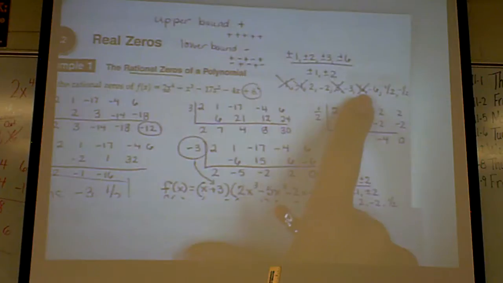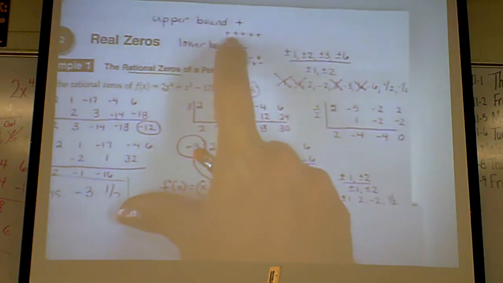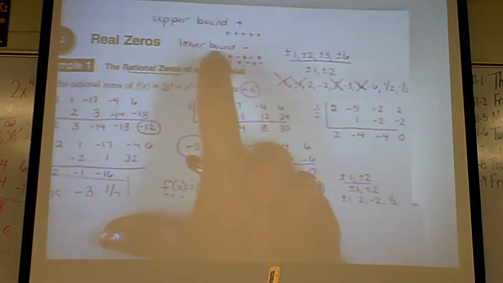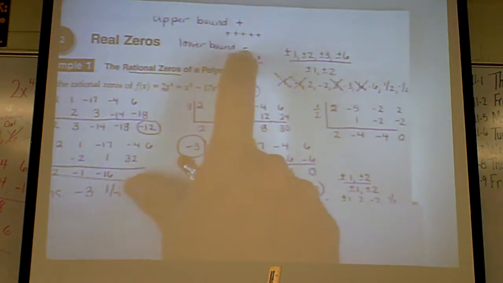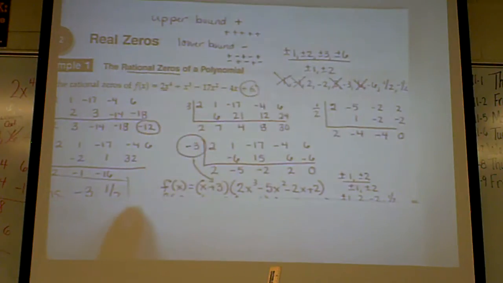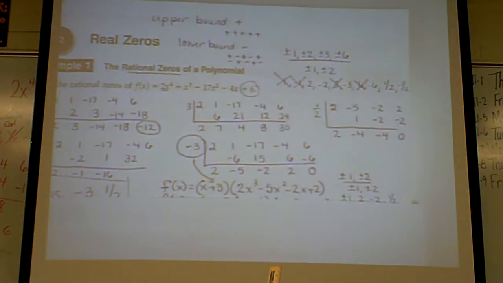Does everybody understand that? And I wrote up here, an upper bound is when you test a positive number and you get all positive numbers at the bottom. A lower bound is when you test a negative number and you get a checkerboard, positive, negative, positive, negative. If you have a lower bound, that number's too small, try something bigger. So you're going to want to look at those kinds of tests, upper and lower bound.